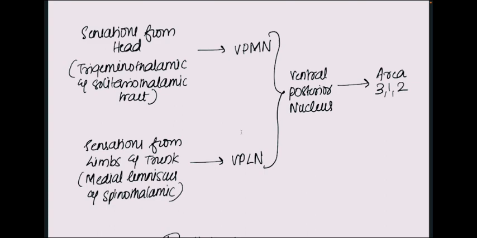These are carried by the medial lemniscus and the spinothalamic tract. The medial lemniscus is the continuation of the dorsal column pathway, carrying sensations like fine touch, vibration, proprioception, tactile localization and discrimination, etc. Whereas the spinothalamic tract carries pain, temperature, crude touch, etc. The efferents from the ventral posterior nucleus will reach the somatosensory area located in the postcentral gyrus. This area is represented by Brodmann areas 3, 1 and 2.